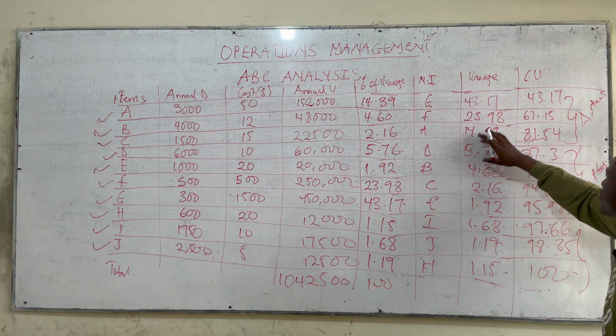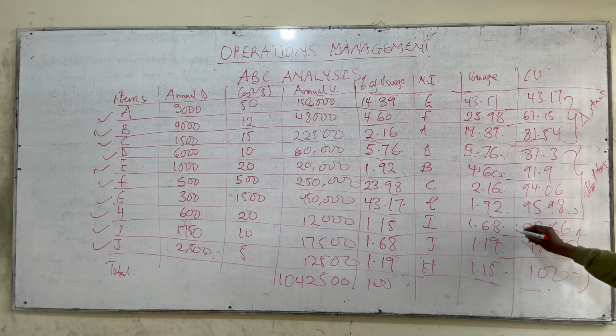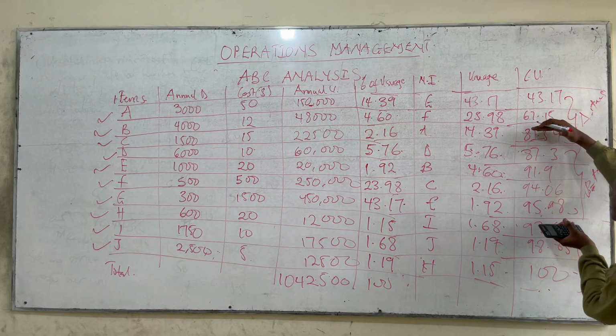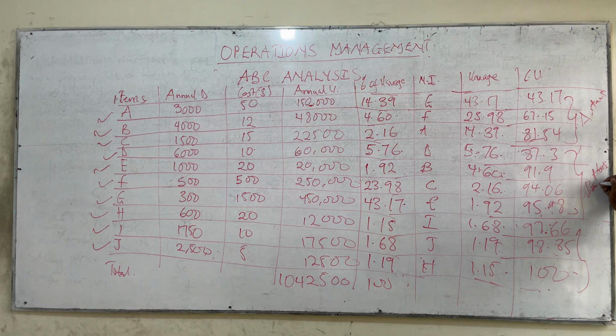Or maybe you can even use the percentages shown here. So 5.76 plus 4.60 plus 2.16 plus 1.92. What are you getting? We are getting 14.44. If you add the 14.44 to this, you are going to get 95.98. So that's within the range of 81.95 to 95.98, where we have the B items. I hope you are getting an understanding. And then the rest, which is I, J, and H, becomes the C items.